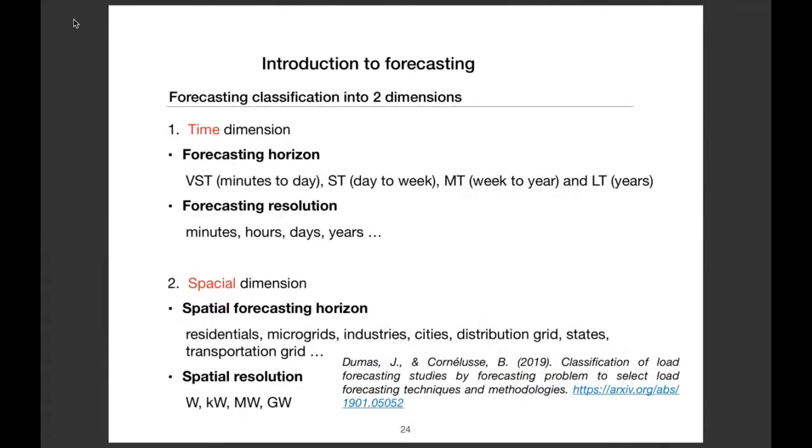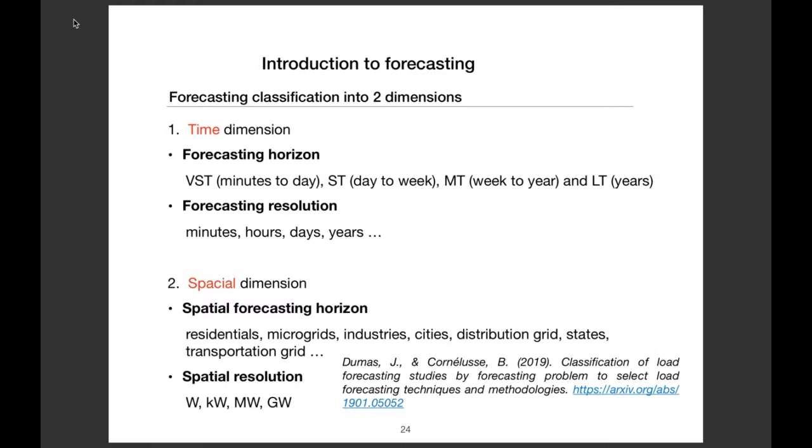Okay. So you can in fact classify forecasts into 2 dimensions. The first dimension is time, based on the forecasting horizon. You will not use the same model for very short-term forecasting, from a few minutes to a day, for short-term forecasting from a day to a week, for middle-term forecasting from a week to years, and for long-term forecasting. For instance, you try to forecast the PV generation in 3 years.